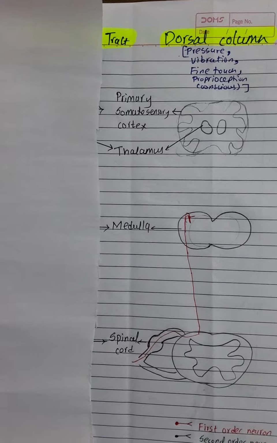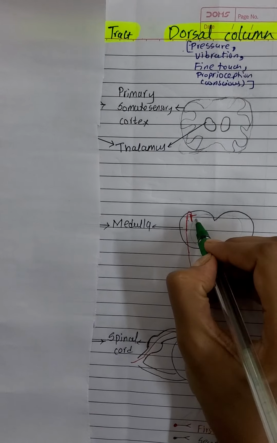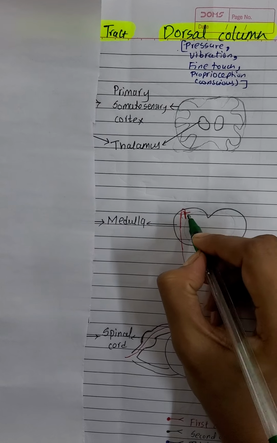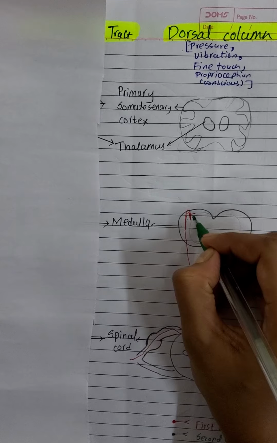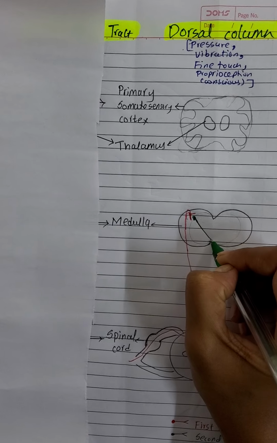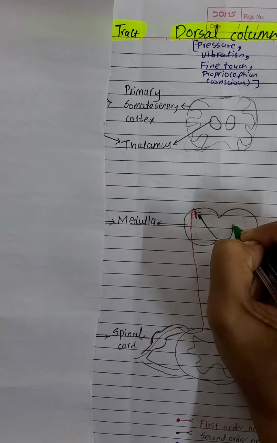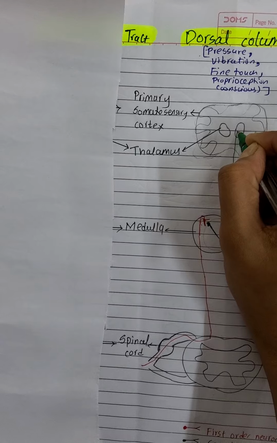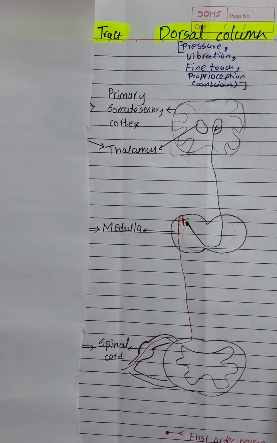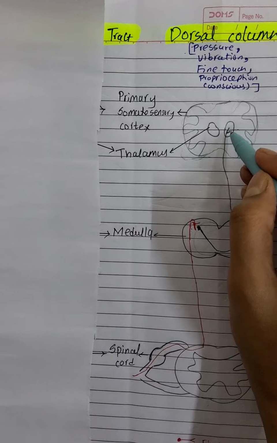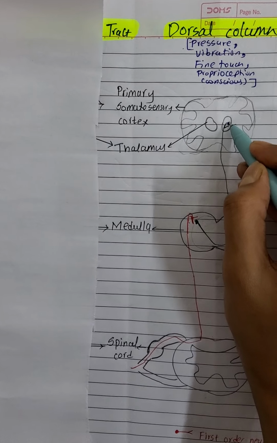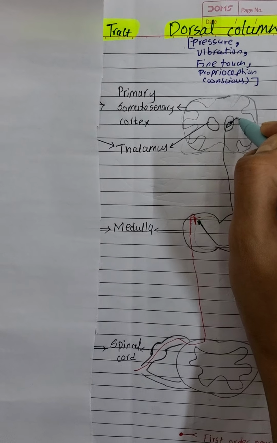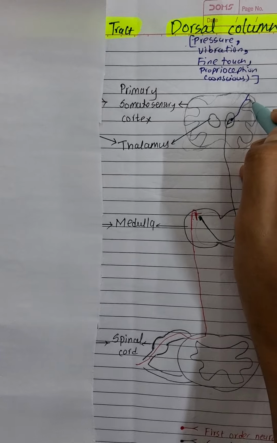So in medulla comes the second order neuron. So first synapse occurs in medulla. Then the second order neuron crosses to the opposite side. And then it enters the thalamus. In thalamus comes the third order neuron. So second synapse is occurring in thalamus. This third order neuron enters the somatosensory cortex.